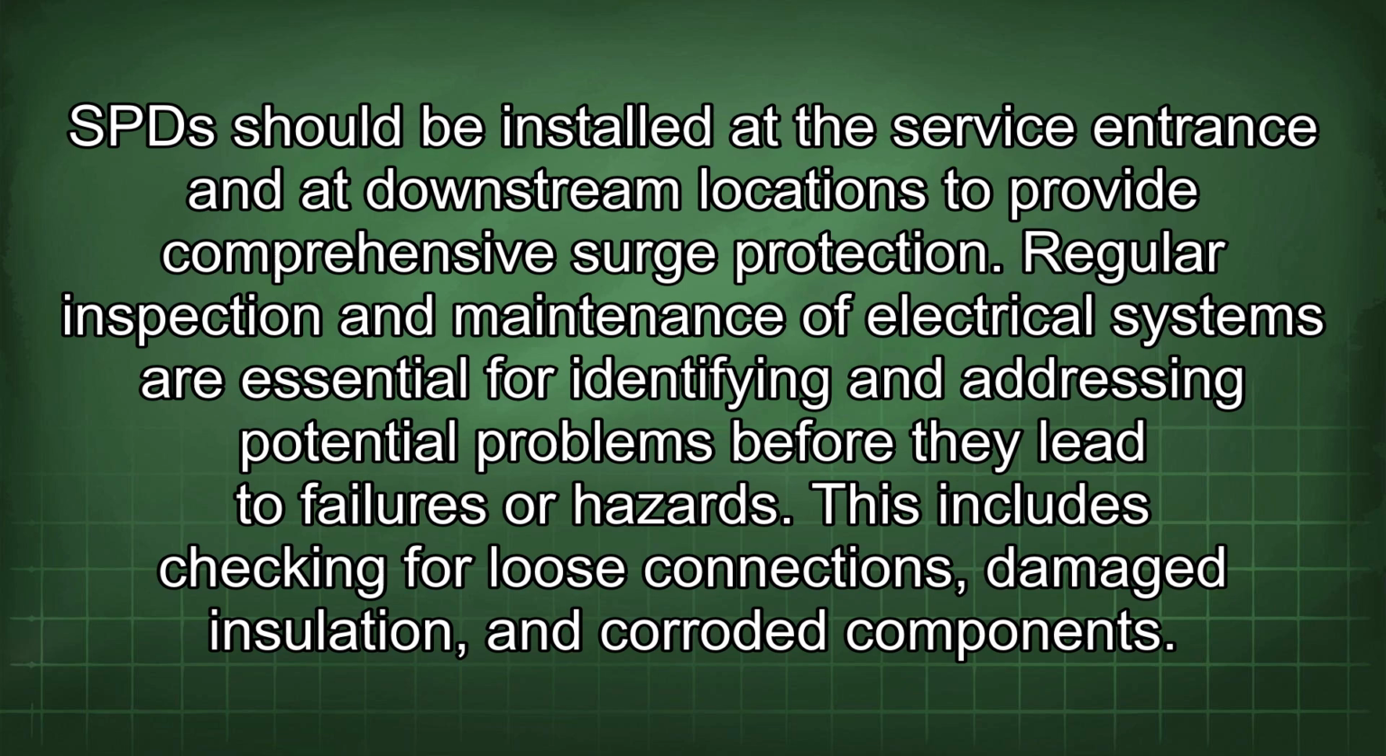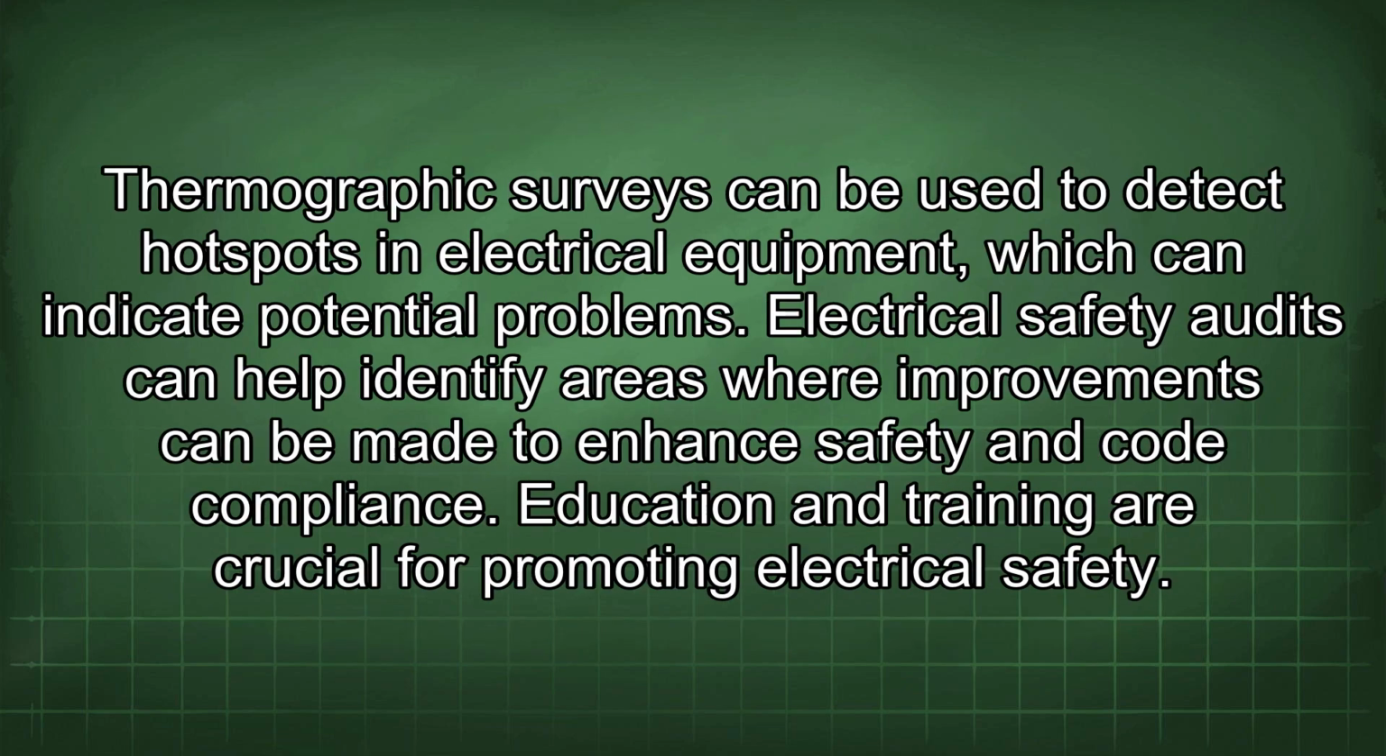Regular inspection and maintenance of electrical systems are essential for identifying and addressing potential problems before they lead to failures or hazards. This includes checking for loose connections, damaged insulation, and corroded components. Thermographic surveys can be used to detect hotspots in electrical equipment, which can indicate potential problems. Electrical safety audits can help identify areas where improvements can be made to enhance safety and code compliance.